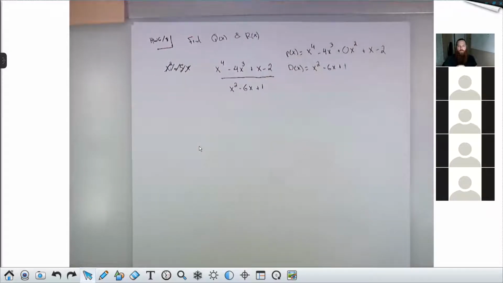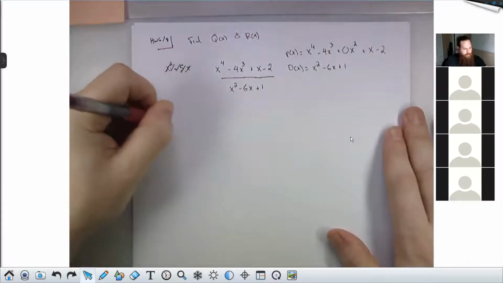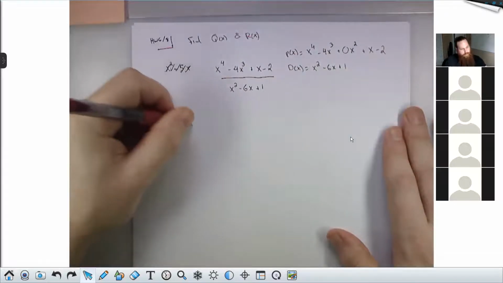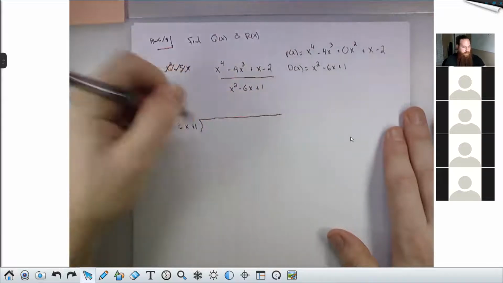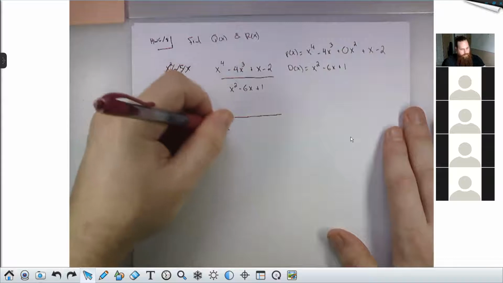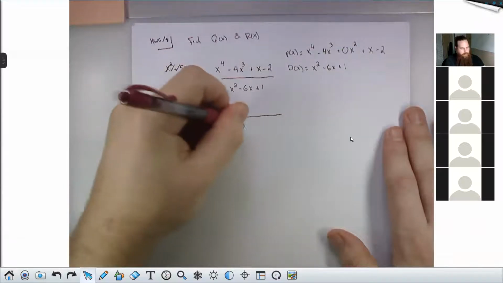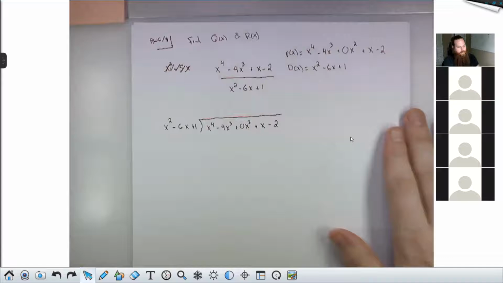So my goal is to long divide the polynomial p by the polynomial d and get out a quotient and a remainder term. So I'll set it up the same way. X squared minus 6x plus 1 is going to be dividing x to the 4 minus 4x cubed plus 0x squared plus x minus 2.